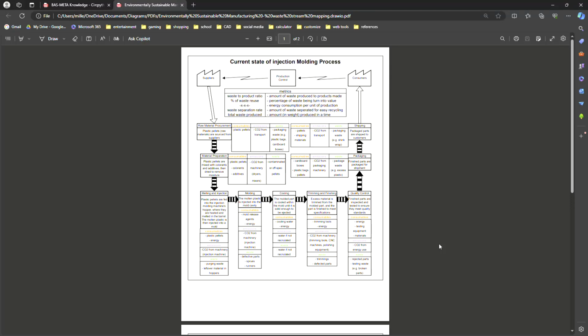This is MEC 310, Environmentally Sustainable Manufacturing. This is the waste stream map, and this is a waste stream map of an injection molding process.